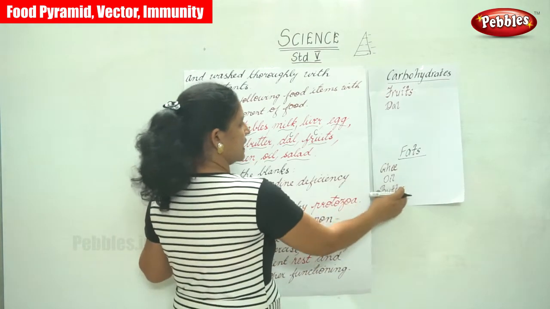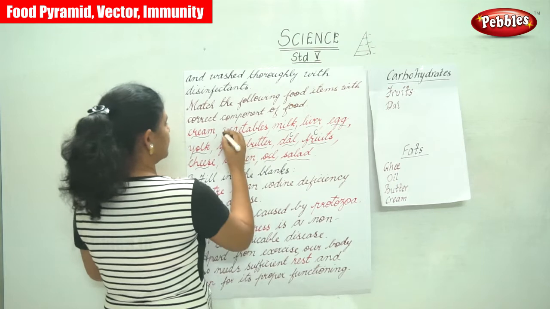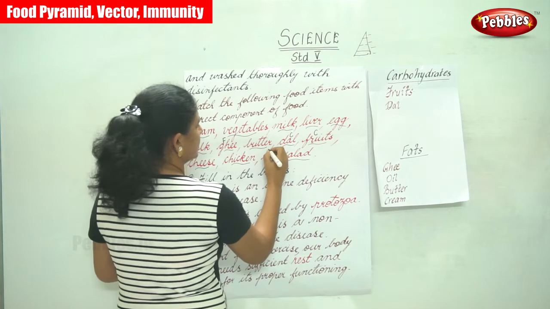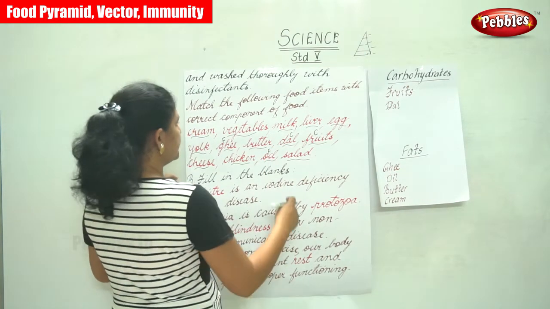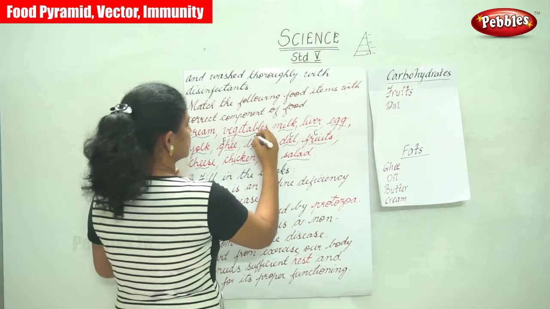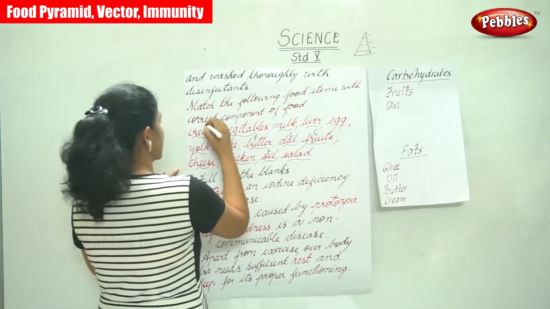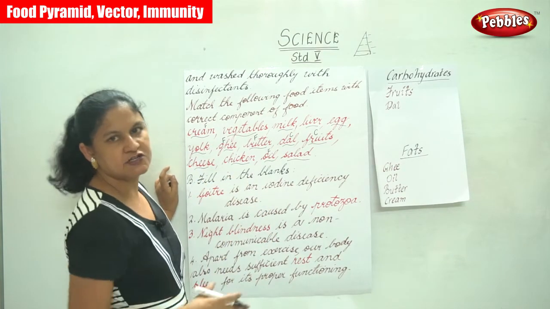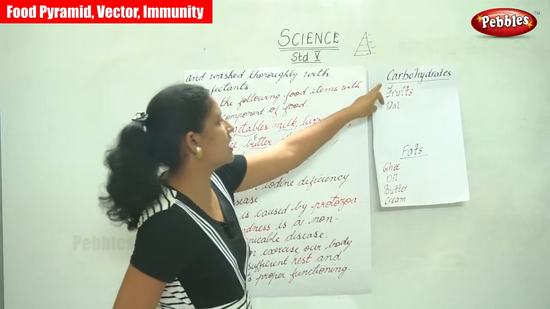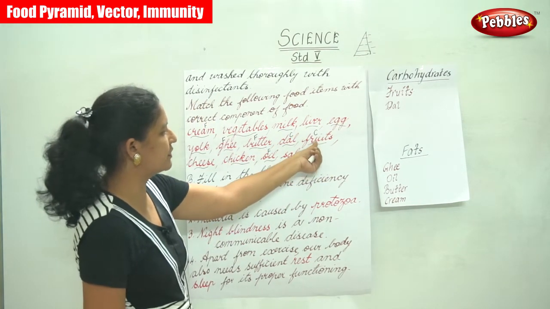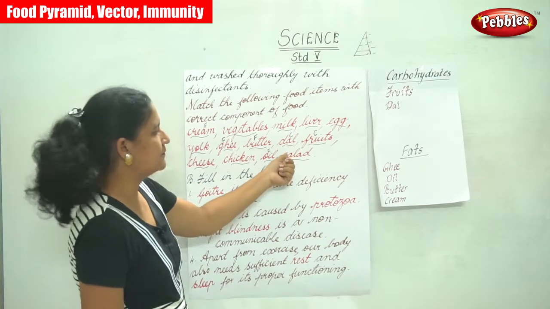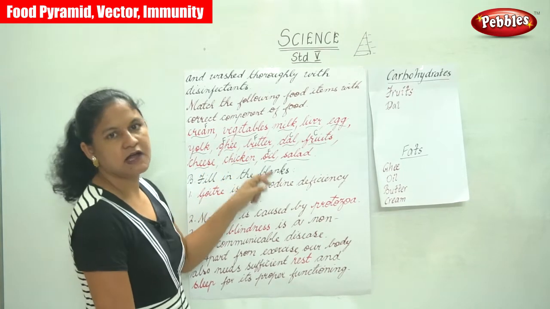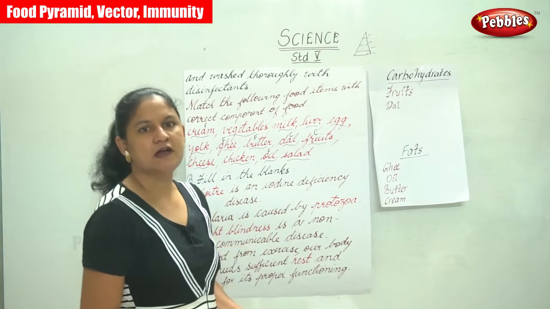Next, under fats we have ghee. Oil again comes under fats. Butter comes under fats, and cream comes under fats. So I've placed the food items with their correct component. Under carbohydrates I've placed fruits and dal, and under fats I have cream, ghee, butter and oil. So these are all fat items.